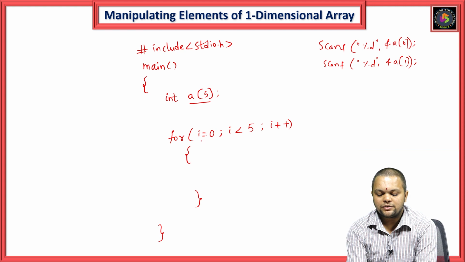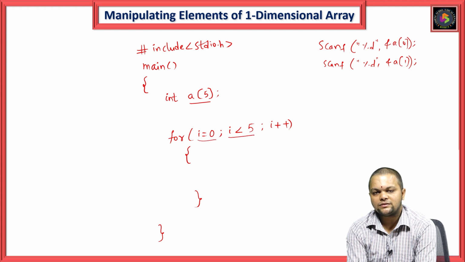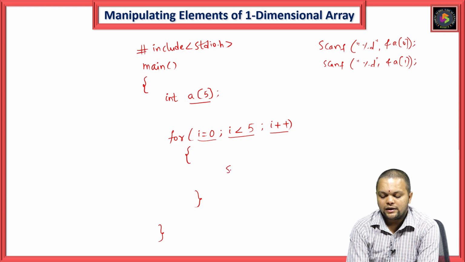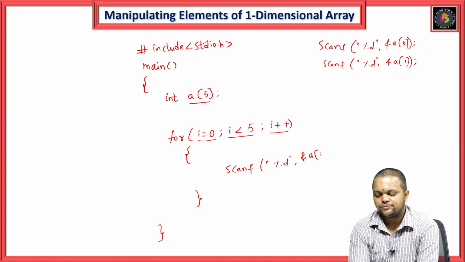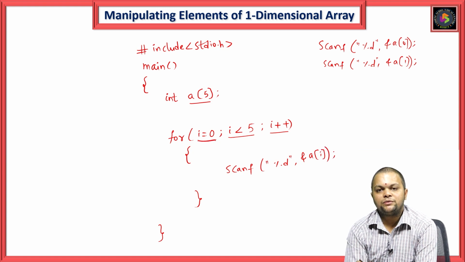Which type of looping statement? Starting with I is 0, I is less than 5, I plus plus. For loop I am using it. In that what I will do? For loop, scanf, %d, ampersand A of I. In the first iteration, I value will be 0. 0 is less than 5.